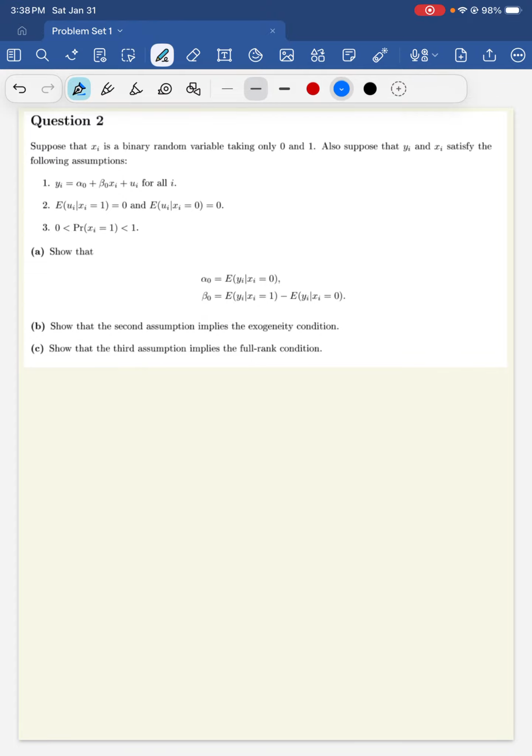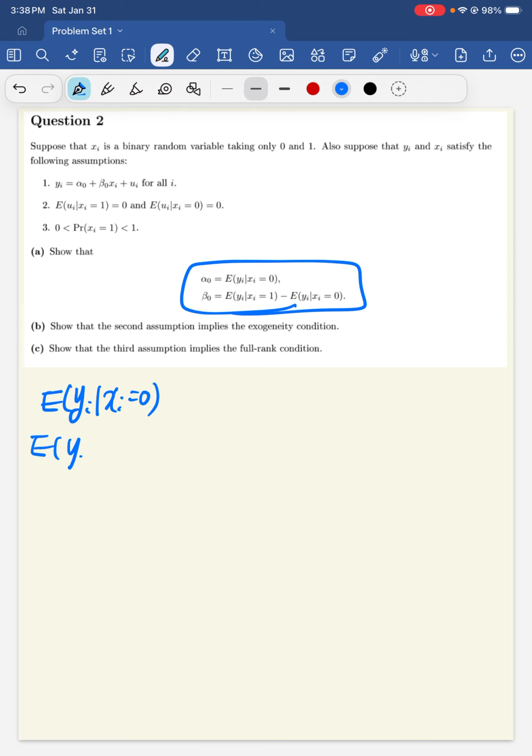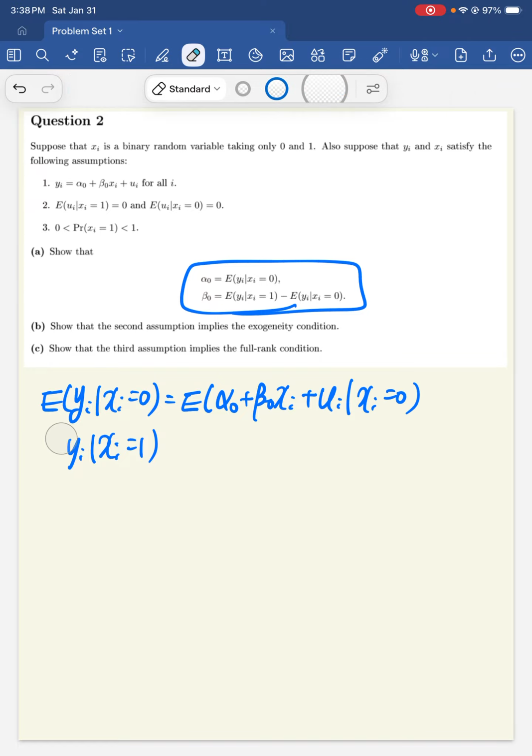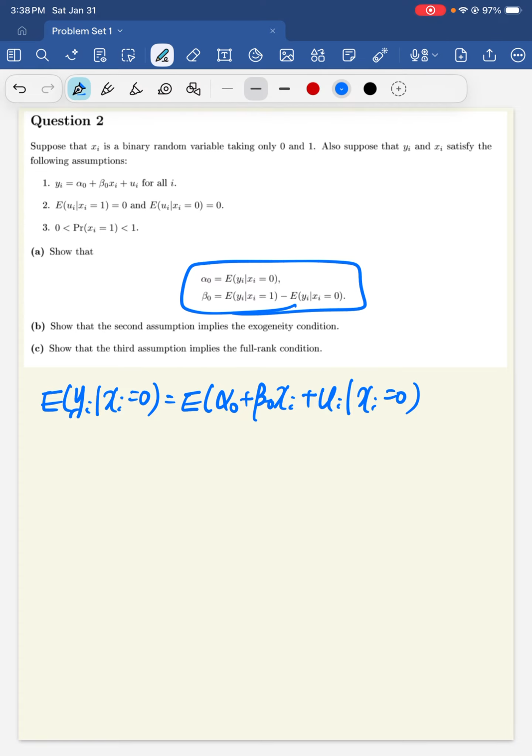So the first question, we would like to show this. Pretty straightforward. To do that, we are going to calculate these two separately, right? This y, replace y with the linearity assumption. And excuse me, let me erase this for now. And then, the conditional expectation is linear in this argument.